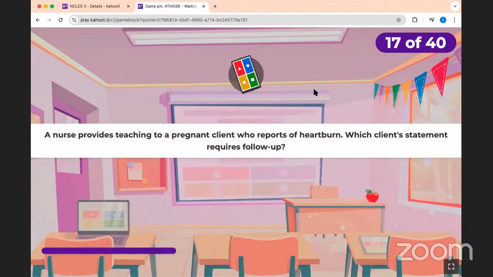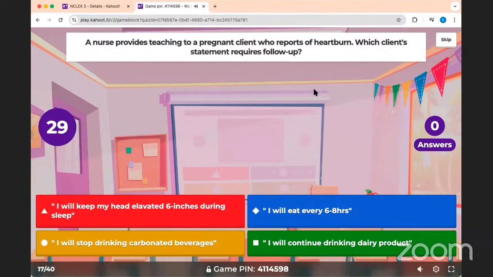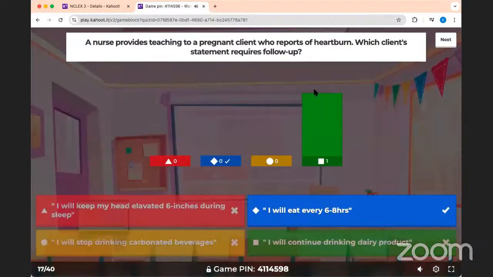And let's provide teaching to a pregnant client who reports heartburn. Which client statement requires follow-up? So she says she had heartburn. What would you do? Heartburn in a pregnant lady, you treat them the same way, right?